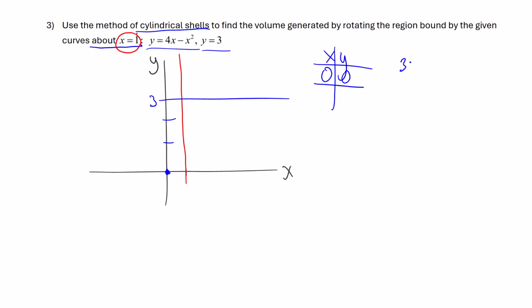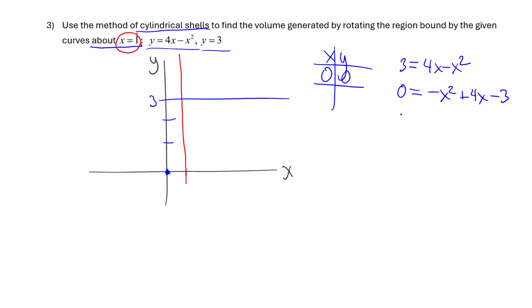If I say y equals 3 and y equals 4x minus x squared, where do those intersect? We'll find out. Let's see, if I subtract 3 from both sides, we end up with 0 equals negative x squared plus 4x minus 3. And let's do a little more algebra on that.